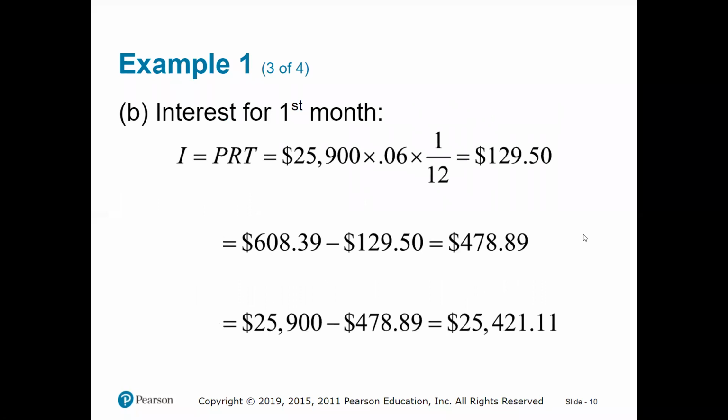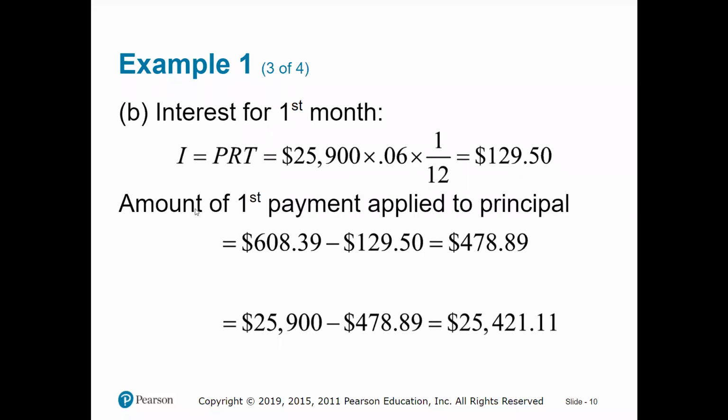All right, so here's the next step. The interest for the first month, we're going to do principal times rate times time. So the 25,900 times 0.06 times 1/12 is going to give us an interest of $129.50. So then we're going to take the amount of the first payment, and then we're going to subtract off the interest. And that means that $478.89 is applied to the principal, which means that the balance after the first payment is $25,421.11.